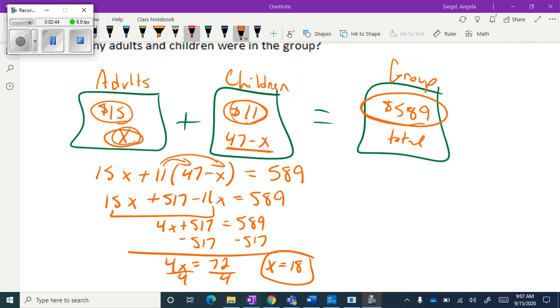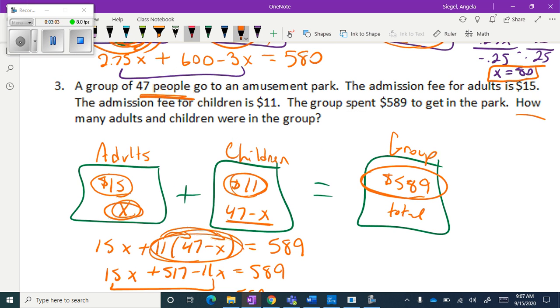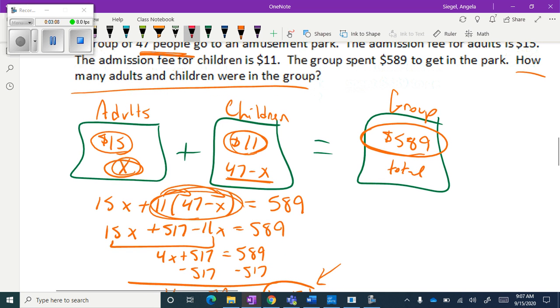So here's my work. You should have gotten that x equals 18. If you did your math right, make sure you're distributing here. So go ahead, if you did not get that right, it's probably just an easy fix. So go ahead and see what you missed. But now we have x equals 18. So I'm going to go up right now and I'm going to answer the question. How many adults and children are in the group? So I'm going to have two separate answers. I'm going to have an answer for the number of adults and the number of children.